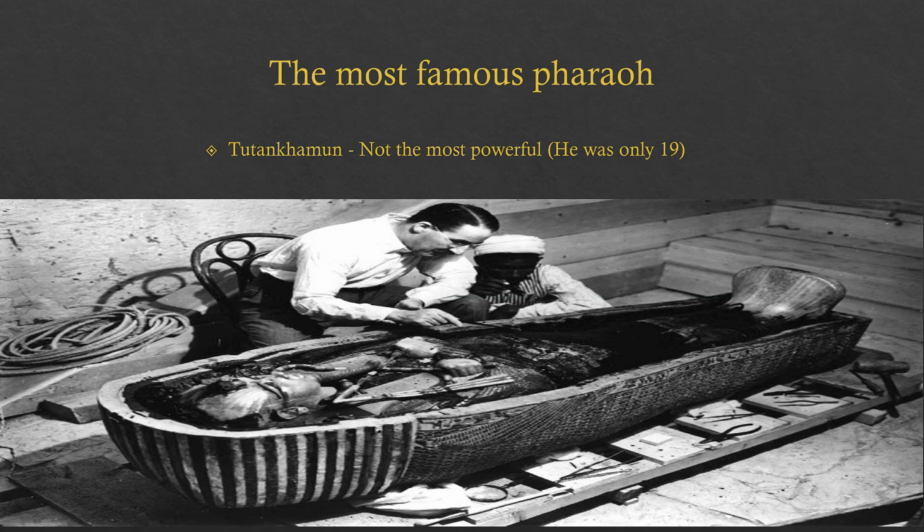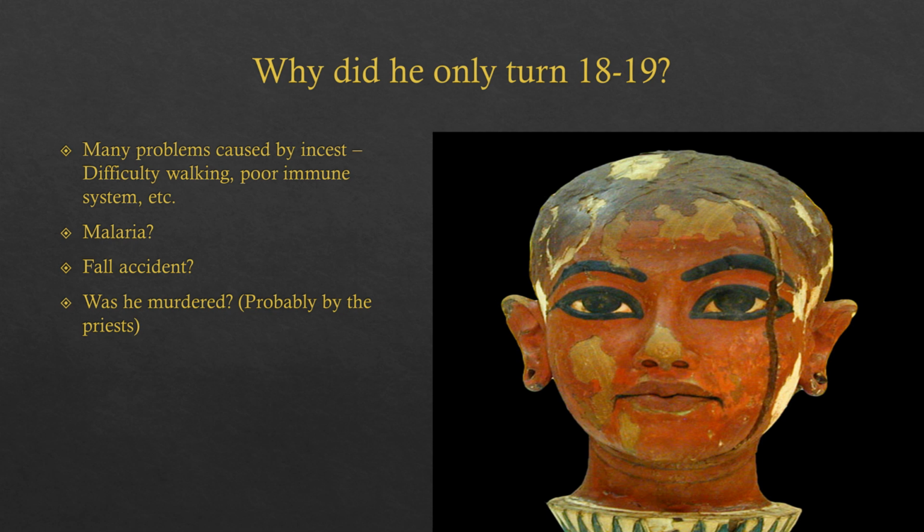The most famous pharaoh in Egypt's history and in the world is Tutankhamun. But he was not very powerful. He was only 19 years old when he died.